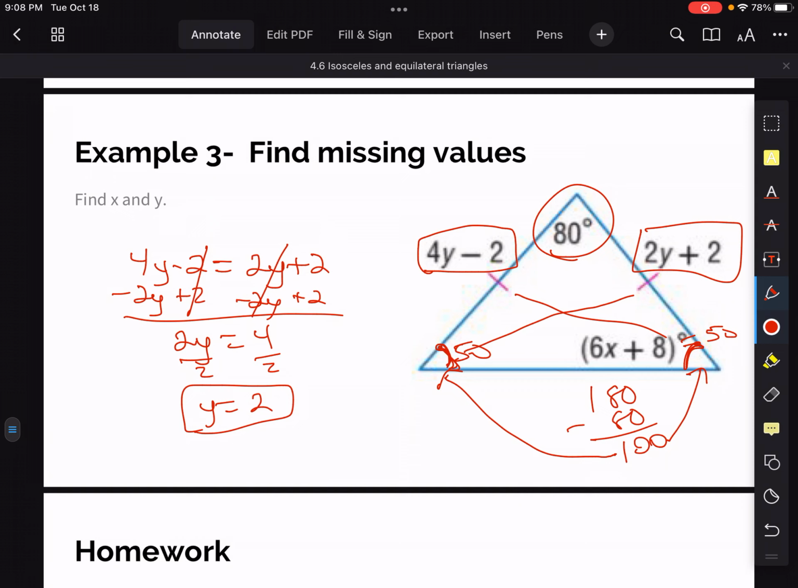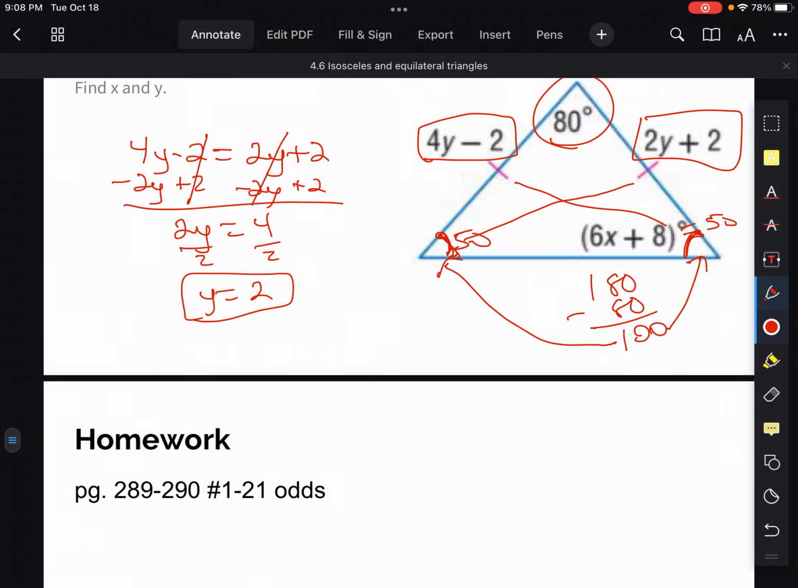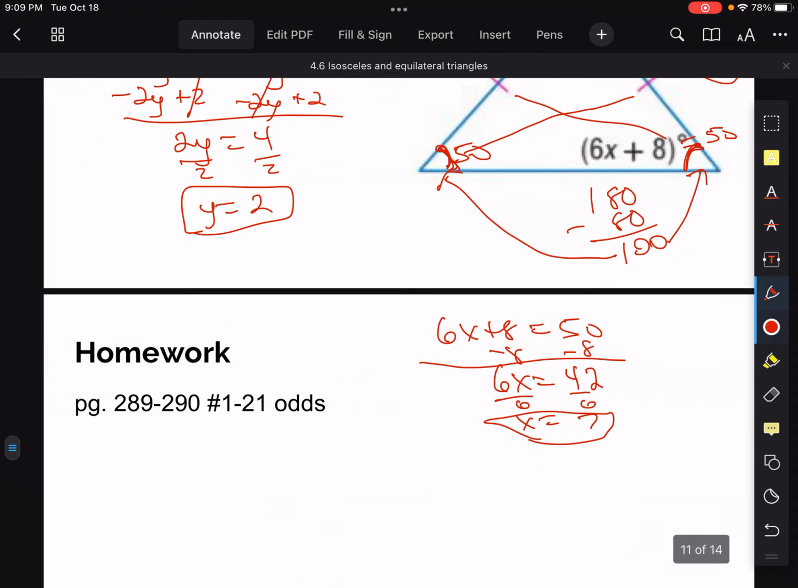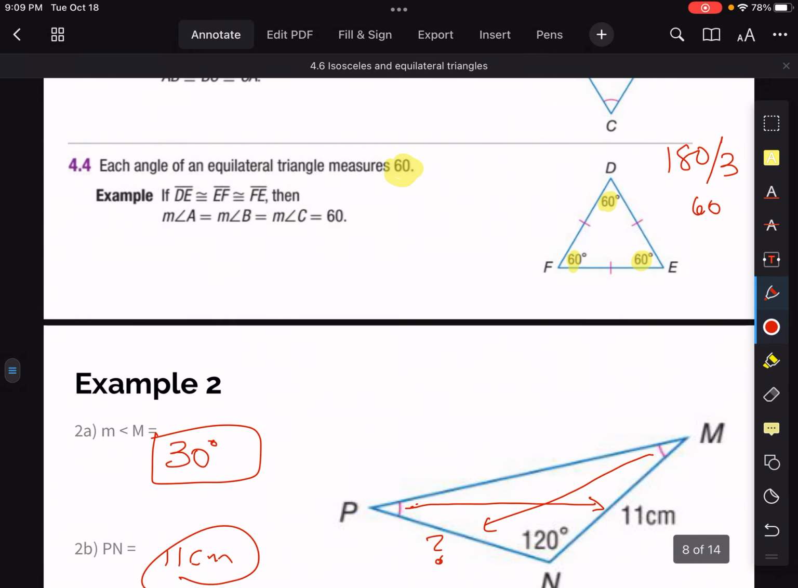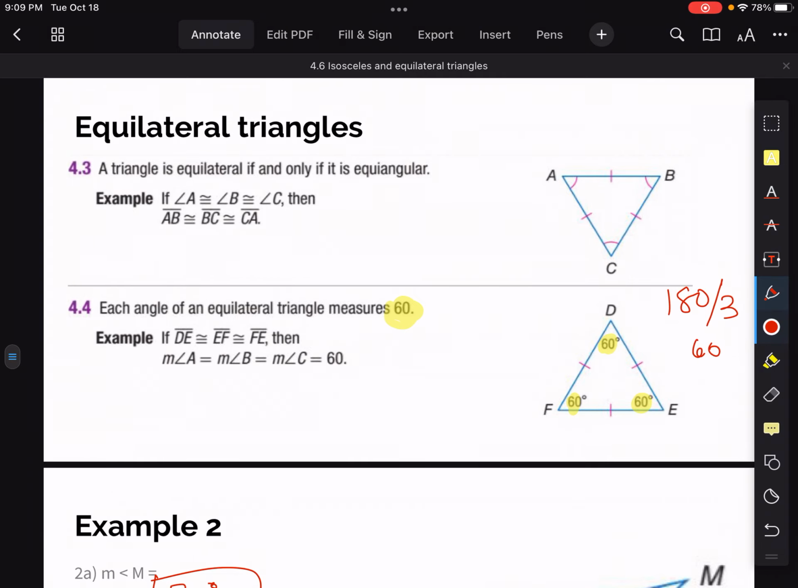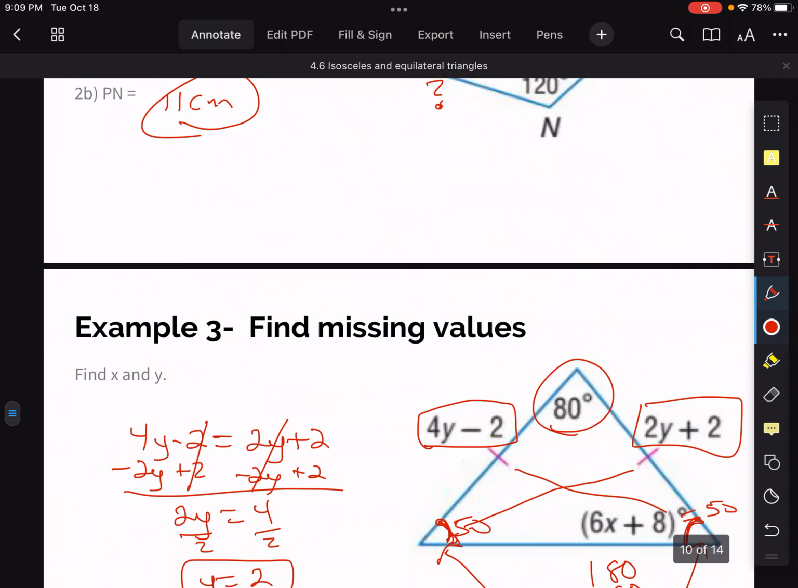So to solve for x there, I guess I'll do it down here. I'll take 6x plus 8, set it equal to 50, and then solve. So I have 6x is equal to 42 if I subtract 8 from both sides. So then x is equal to 7 when I divide by 6 to solve for x. So x is equal to 7, y is equal to 2. That's it for the examples. I didn't really do an example related to an equilateral, which I'm kind of disappointed about, but it's pretty straightforward when you run into that in the homework.